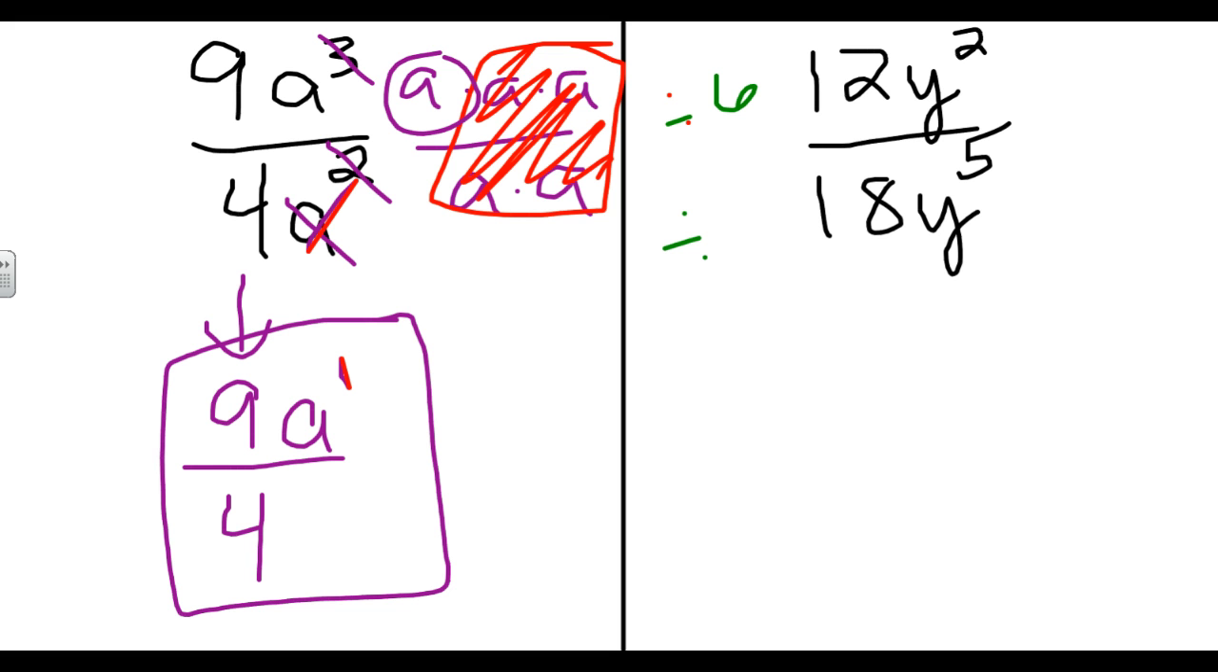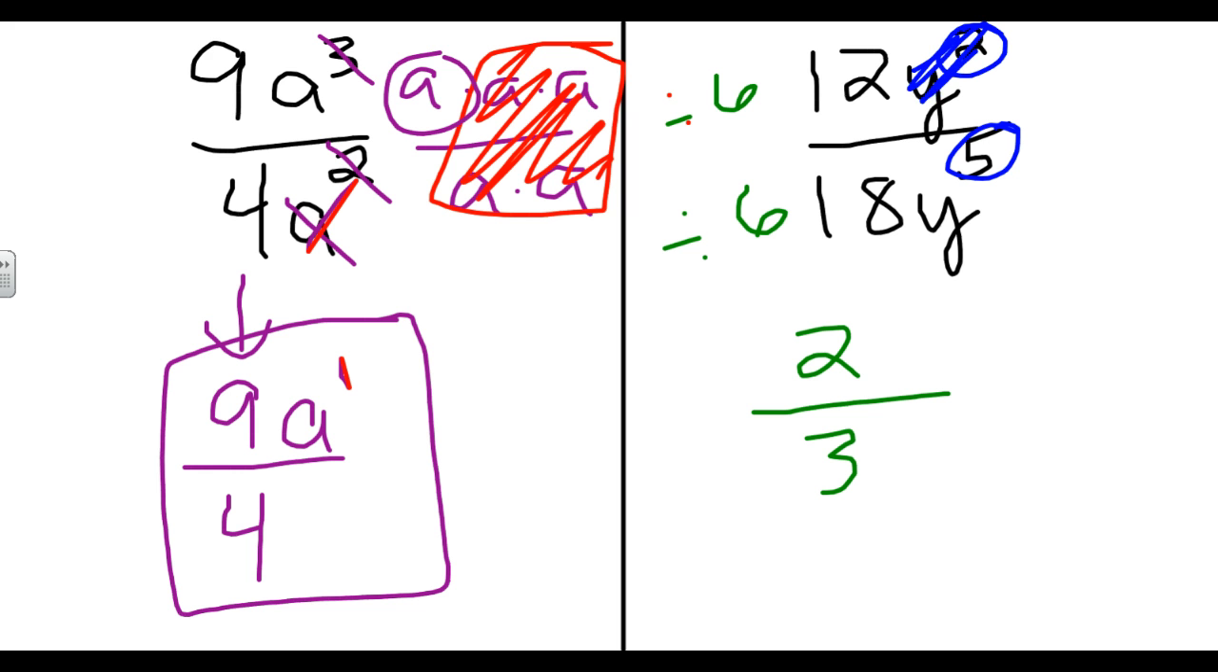For the one on the left, we can simplify the numerator and denominator as numbers by 6 and divide by 6. That gives us 2 over 3. And now we have the variables that we can look at. We have 2 y's in the numerator, 5 y's in the denominator. So when we take 2 away from the numerator, we're left with none. When we take 2 away from the denominator, we're left with 3. So we have 2 over 3y cubed.